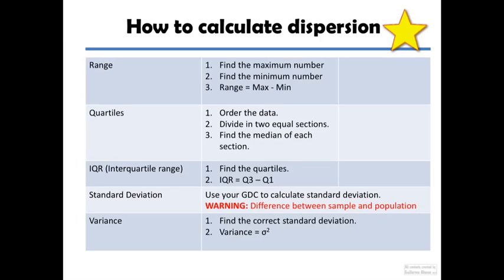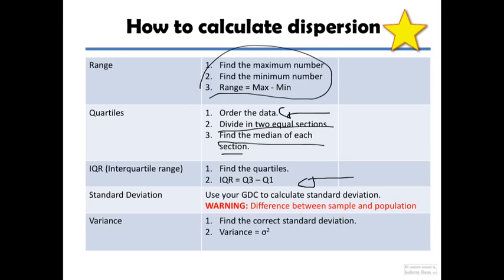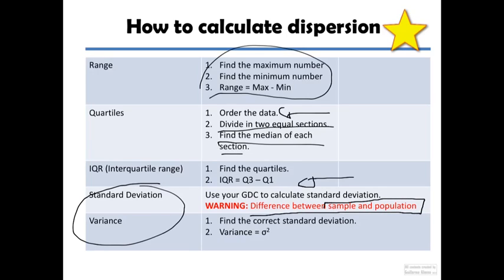To sum it all up, how do we calculate dispersion? Well, if we have to calculate the range, we find the maximum and the minimum and subtract. For the quartiles, we have to order the data, divide it into 2 equal sections, and find the median of each section. For the interquartile range, you just find the quartiles and make the subtraction. And for these two, you just need to use your calculator. But I can't insist enough on the importance of the difference between sample and population. We'll be saying more about this later, but as for now, that really is all the dispersion measures you're going to effectively need.